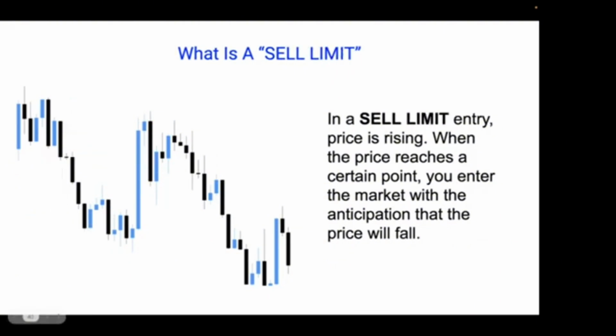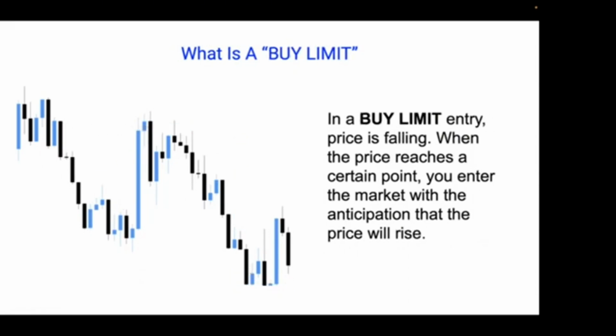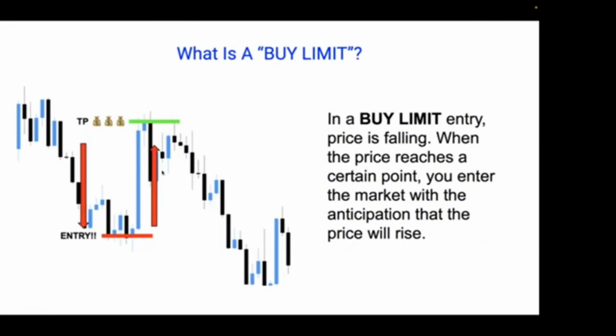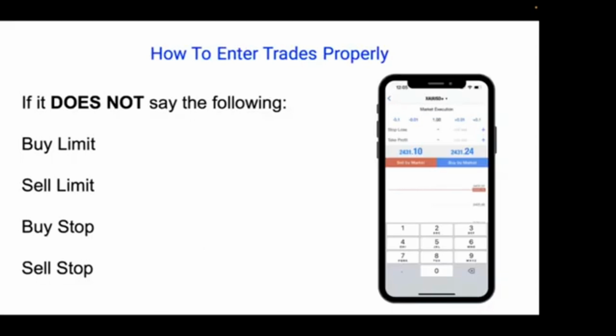We've then got a sell limit, which is we're expecting the market to come up, trigger us into here to continue to go down. Opposite way around is the buy limit. We're expecting the market to come down, enter us into the market, and go back up. So they're the 4 different types of pending orders.